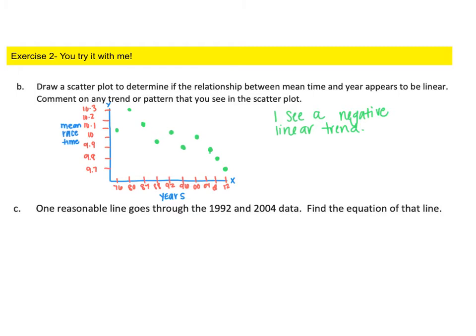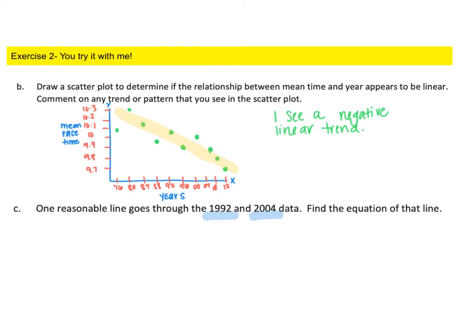Let's go ahead and draw a line of best fit. I'm just going to say it probably goes right here. Our graphs are not perfect because we drew them, so our lines of best fit are not going to be perfect, but we're going to use points to find our line of best fit down below. It says one reasonable line goes through the 1992 and the 2004 data. Okay, find the equation of that line.